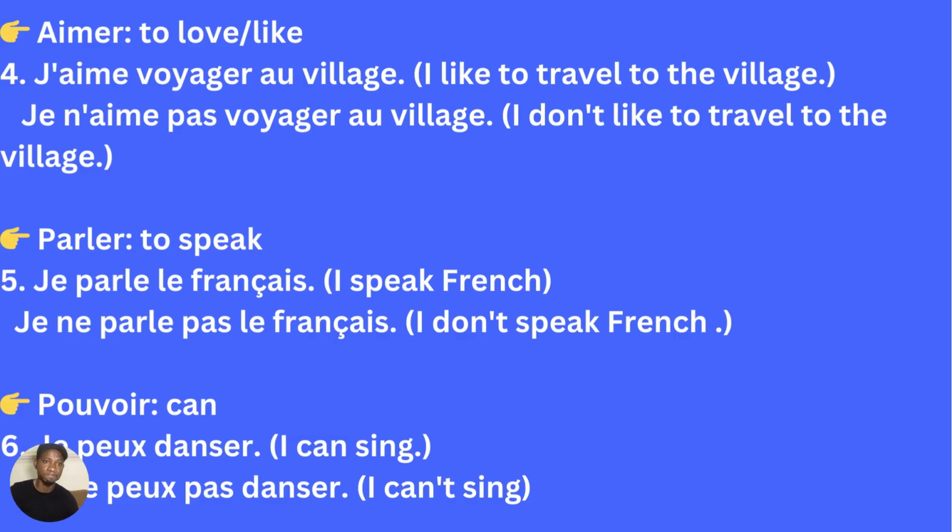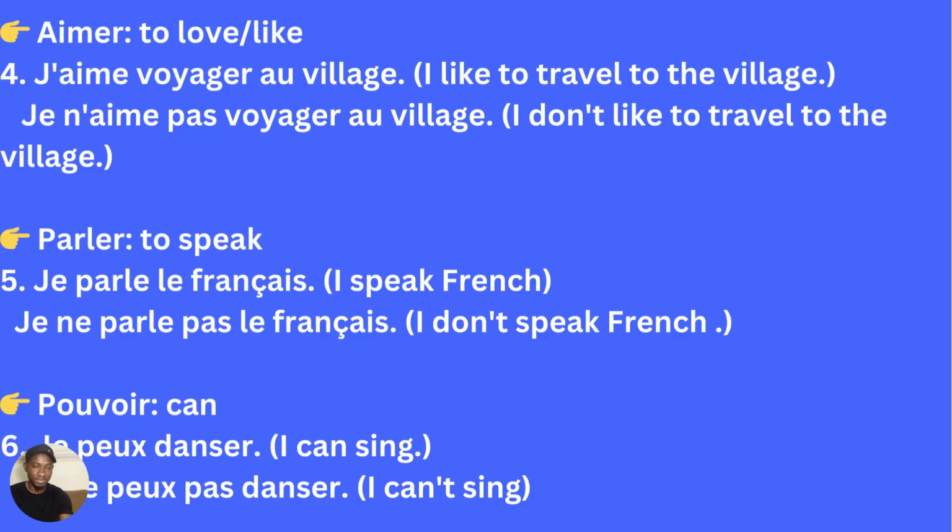I meant to say earlier, with the verb aimer, which is to love or to like. J'aime voyager au village. Okay, I like to travel to the village. Je n'aime pas voyager au village. Again, because aimer begins with a vowel, that E in the ne has to be sacrificed. It becomes what? Je n'aime pas voyager au village. I don't like to travel to the village.